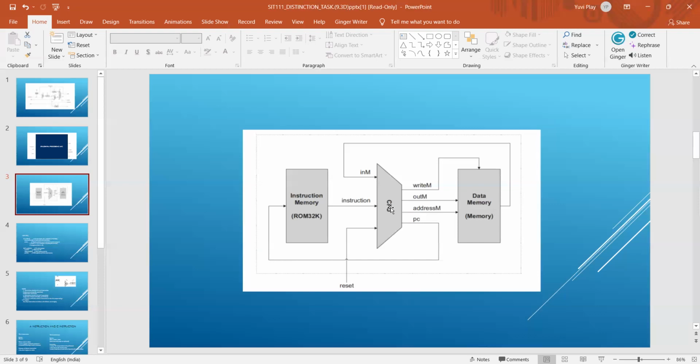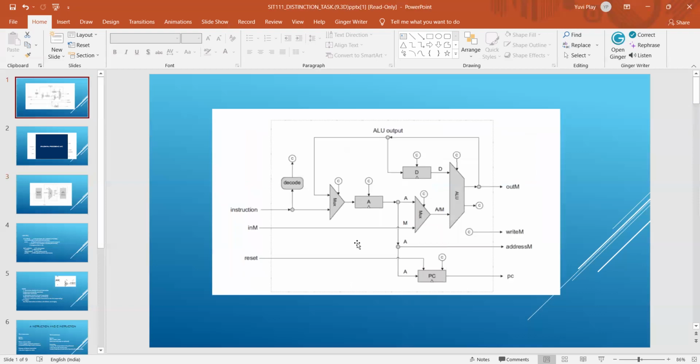or to start the CPU from the beginning when the reset value is equal to 1. Now we will talk about the outputs generated by the CPU, which are writeM, outM, addressM, and PC. The outM stores the value of the M register, which has a specific location given by addressM. The PC is the program counter, which holds the address of the instruction which will be fetched, decoded, and executed.